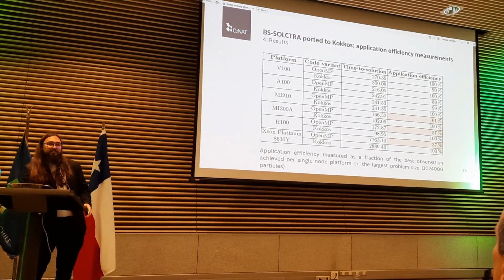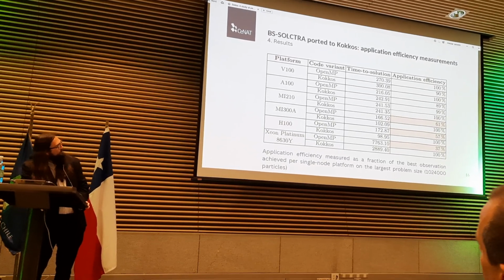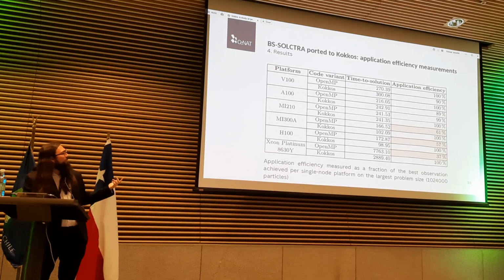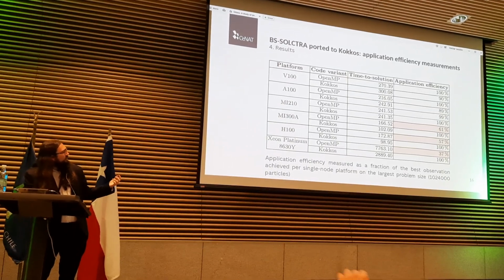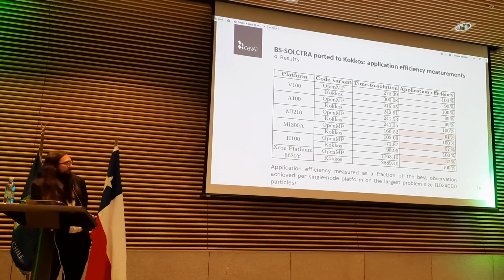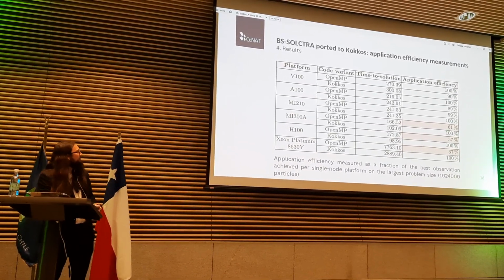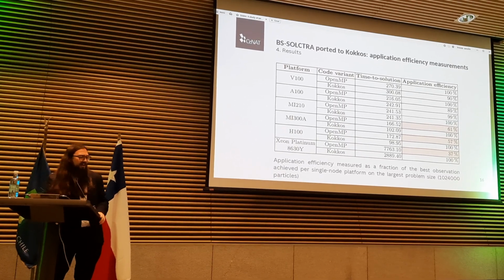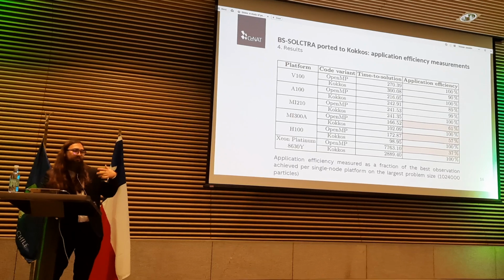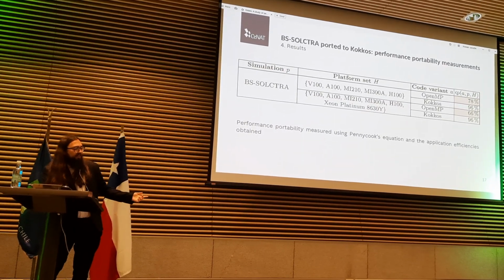So when we measure the application efficiencies of these results, we can observe here that when Kokkos was outperforming OpenMP, the application efficiencies obtained by OpenMP were quite low. We have these 61, 57, and 37% of application efficiencies. And using these application efficiencies in the Pennycook equation we saw earlier, we obtain these results.